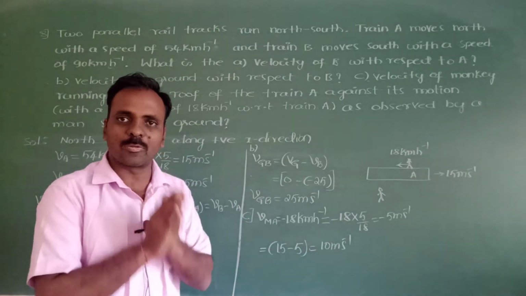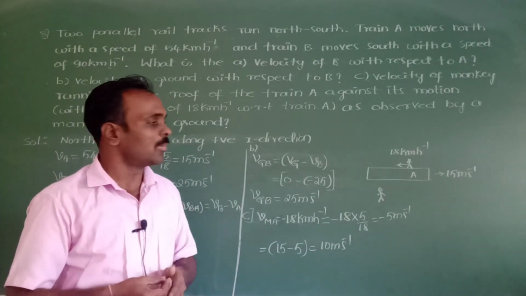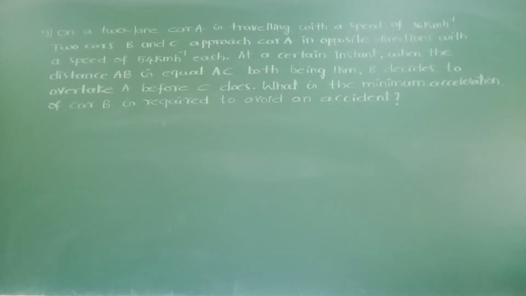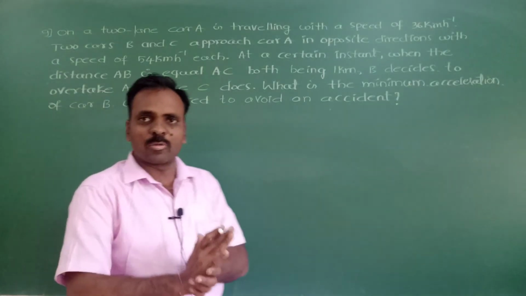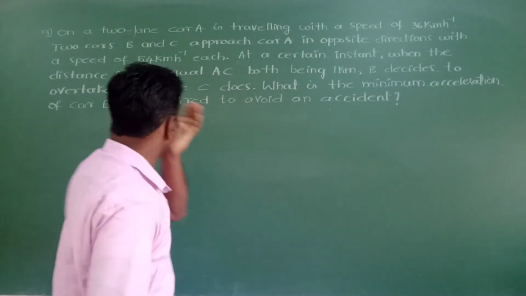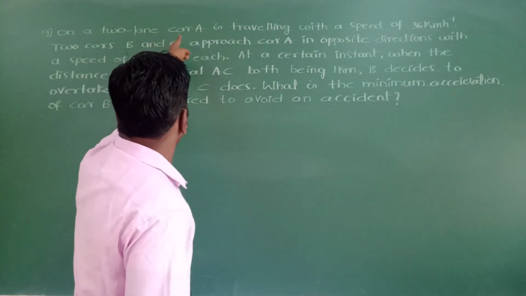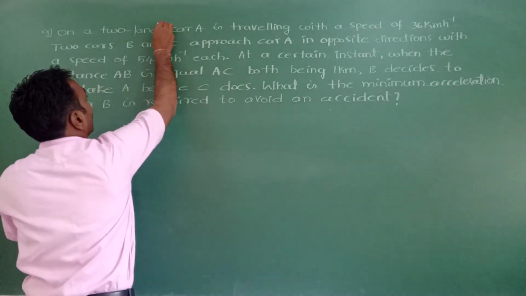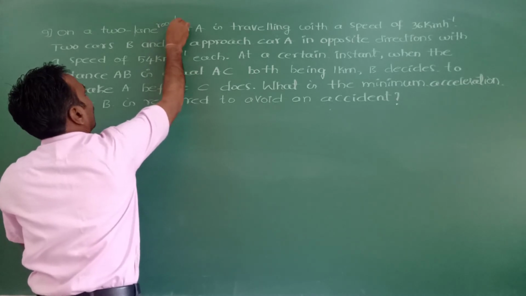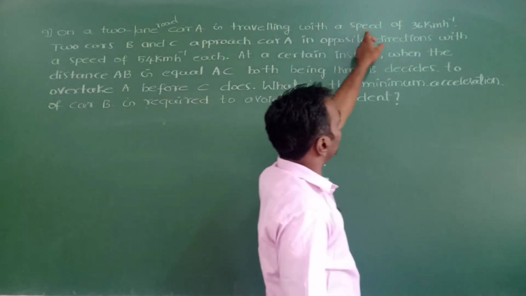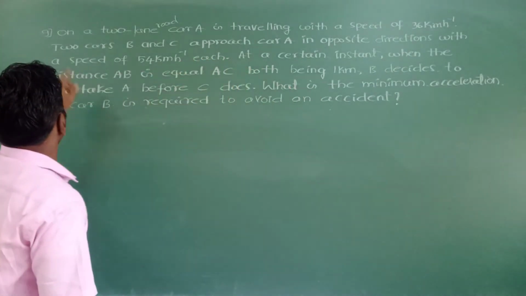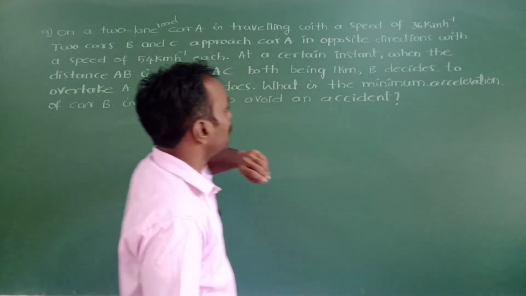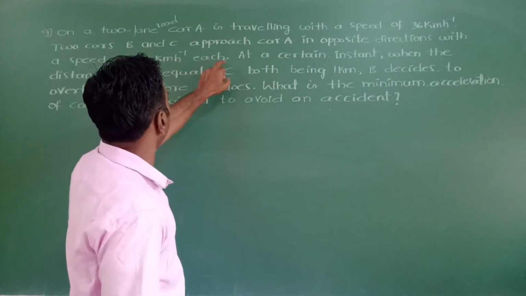So this is the solution of our first question, and we will solve another question on relative velocity. So now the next question on relative velocity. On a two-lane road, a car A is traveling with a speed of 36 km per hour, and two cars B and C approach A in the opposite direction with a speed of 54 km per hour each.